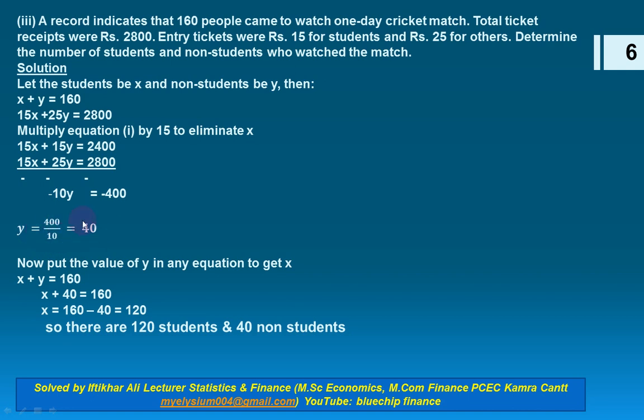Now just put this 40 into any equation, 1 or 2, and we can get x. So now put the value of y in any equation to get x. x plus y equals 160. x plus, we put 40 instead of y, equals 160, and plus 40, when it goes to the other side of the equation it will turn to minus, and the result is 120. So there are 120 students and 40 non-students.